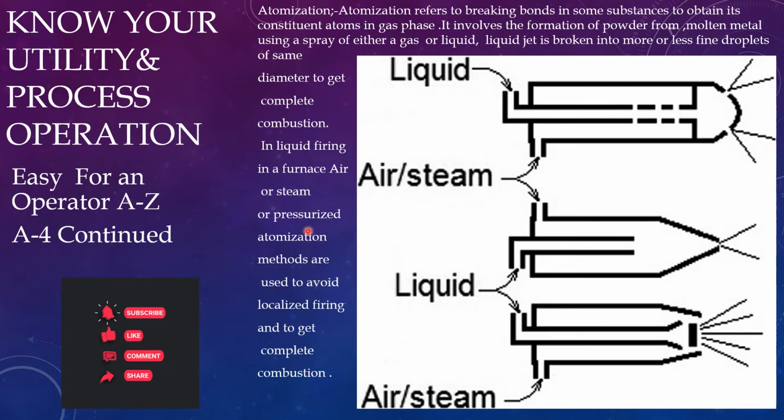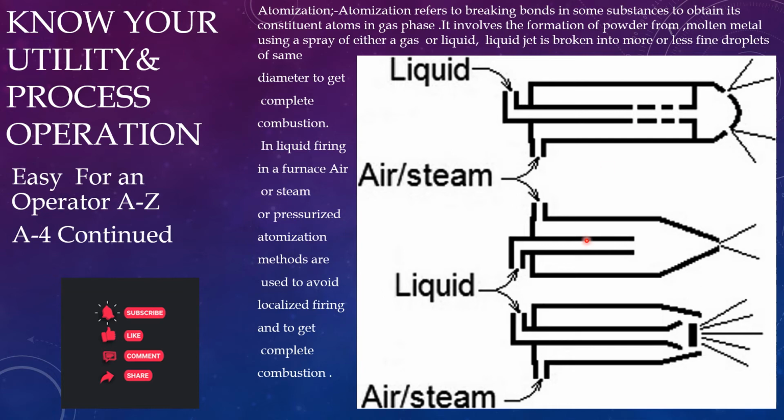So by using air or steam, we can make small droplets that will avoid localized firing or jet-like flow of liquid fuels through the gun. So if steam or air is used to atomize the liquid fuel, we get small droplets, and that will give complete and effective combustion in the furnace.